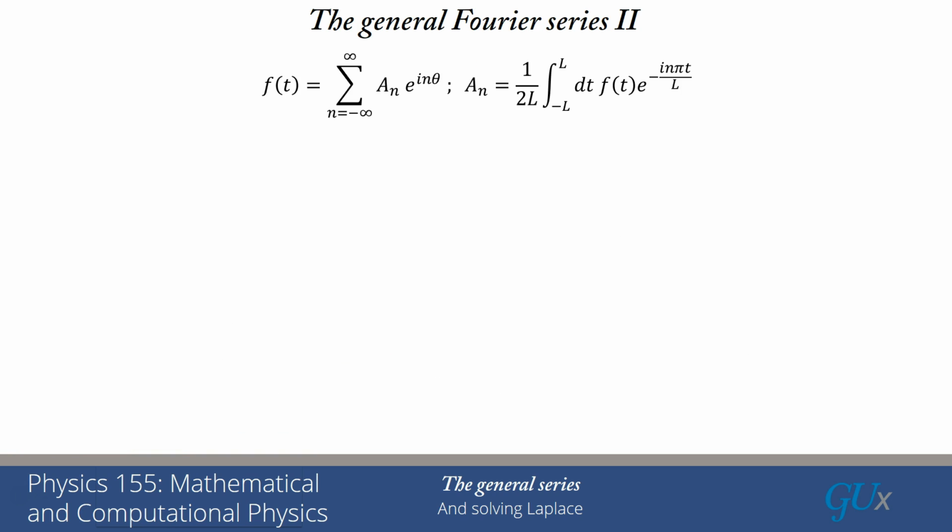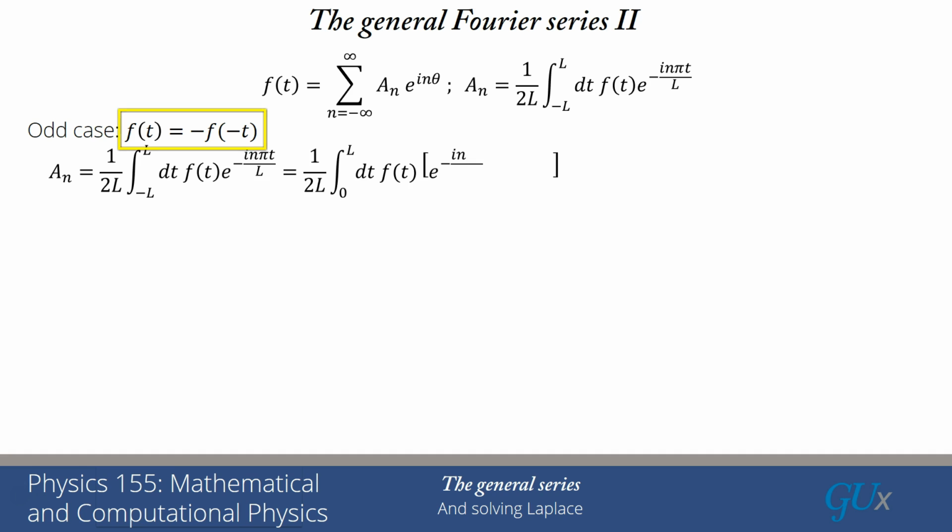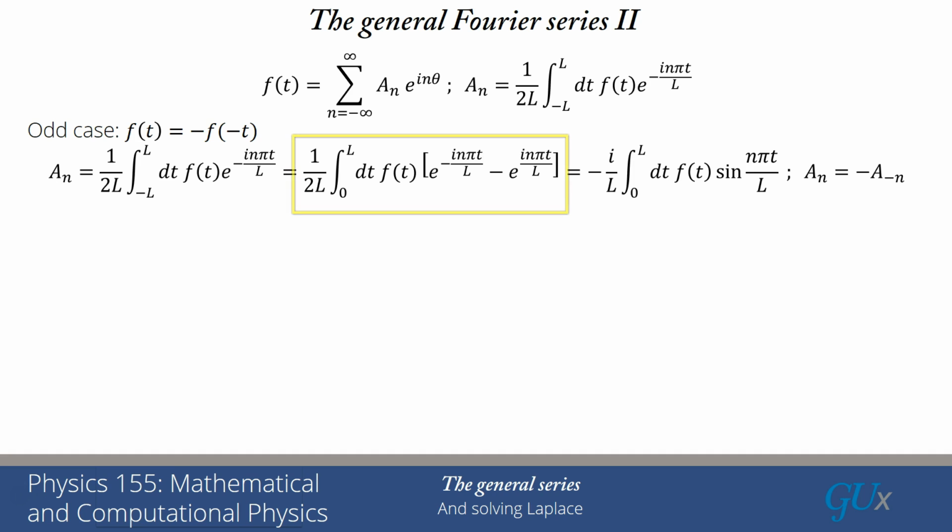All right, so we just did the even case. Now let's take a look at the odd case. So for the odd case, we're going to have f(t) is equal to minus f(-t), and a_n is equal to that integral that is shown to you there. We're going to restrict the integral between 0 and L, and now because f(-t) is equal to minus f(t), we'll get e^{-inπt/L} minus e^{inπt/L}, and that's proportional to minus 2i times the sine of nπt/L. And in this case, if I let n go to minus n, you can immediately see that a_n is equal to minus a_{-n}.